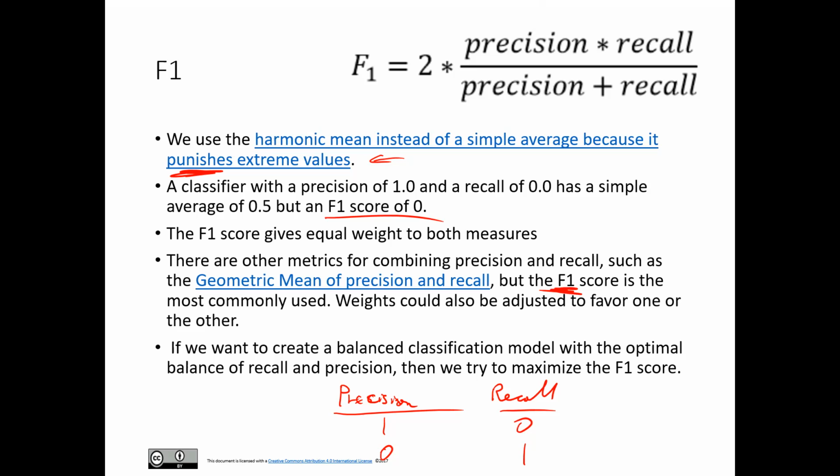Right. If we want to create a balanced classification model with the optimal balance of recall and precision, then we try to maximize the F1 score. What this means is that when you're creating your model, creating your features, running iteration after iteration, the metric to optimize is what is called the F1 measure. Okay?